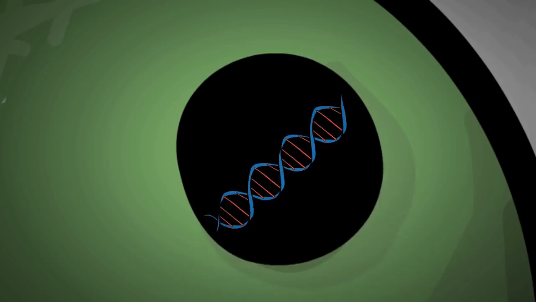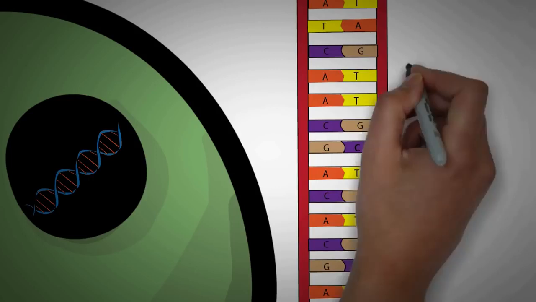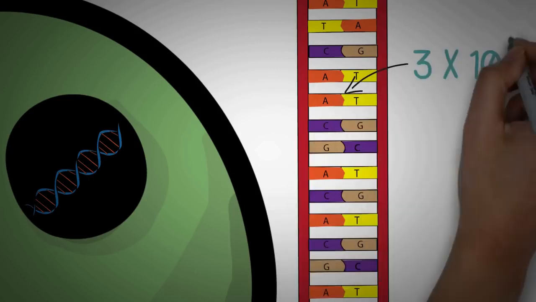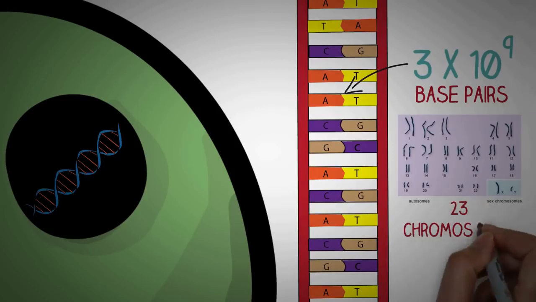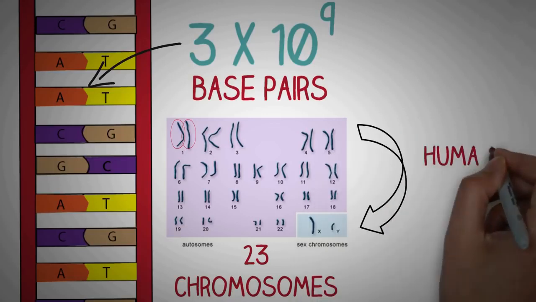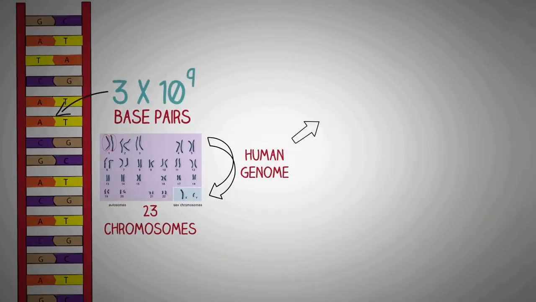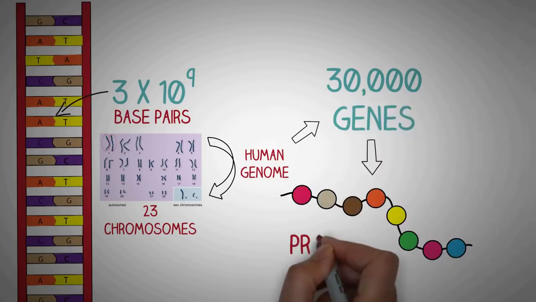The genetic material is stored in the form of DNA in most organisms. In humans, the nucleus of each cell contains over 3 × 10⁹ base pairs of DNA, distributed over 23 pairs of chromosomes. Each cell has 2 copies of this genetic material. This collectively is known as the human genome. The human genome contains about 30,000 genes, each of which codes for certain proteins.